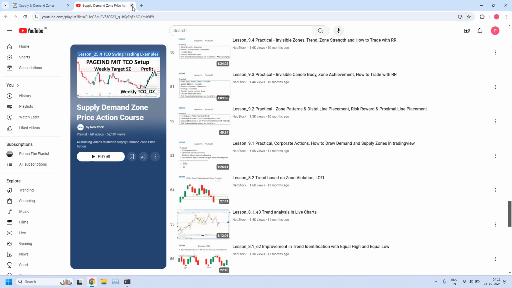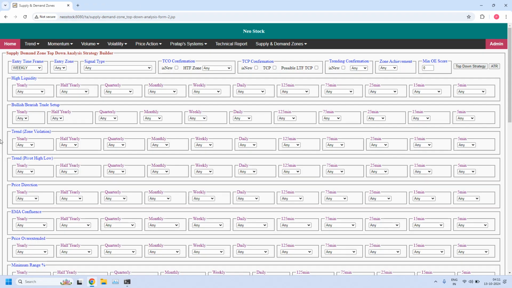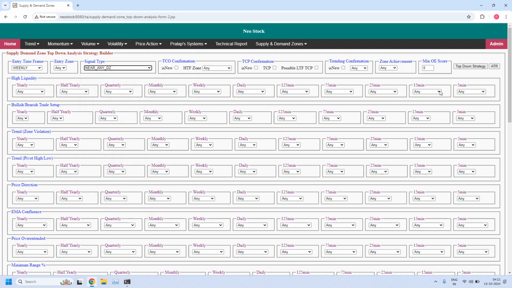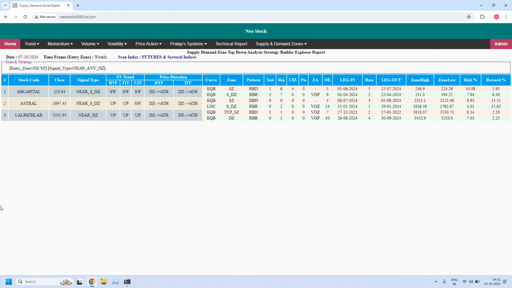Okay, now let's get into the report generation. For the weekly time frame, let us find the stocks near the weekly demand zone. So these three stocks are filtered. Now prices are near these weekly demand zones.